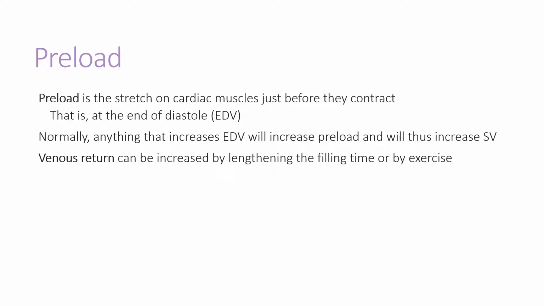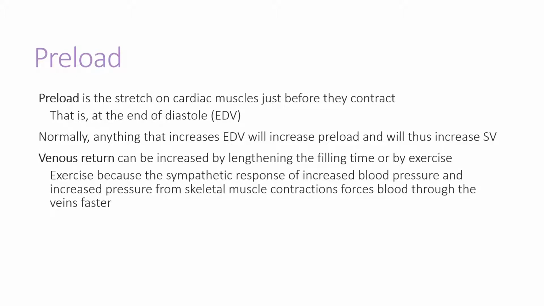A good example is venous return. Venous return can be increased by lengthening the filling time, or the amount of time a chamber can be filled with blood, or by the increased contractions during exercise. Exercise can increase venous return because the sympathetic response of increased blood pressure and increased pressure from skeletal muscle forces extra blood through the veins faster and can cause increased venous return.